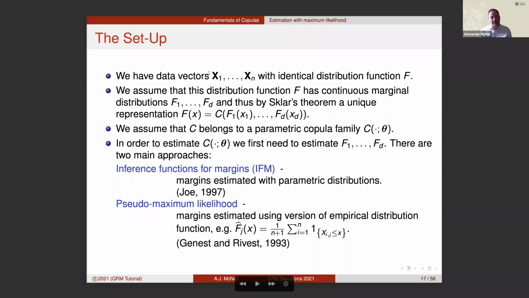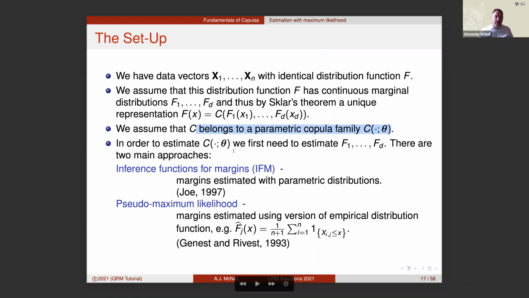Let's suppose that we have data vectors, n of them. Okay, and we're assuming that they come from a common distribution, F. And let's assume for simplicity that F has continuous marginal distributions, F1 to Fd, which means that by the theorem of Sklar, there is a unique copula C. And we will further assume that C belongs to a parametric family. So something like Gauss or T or Clayton or Gumbel, or many, many others.